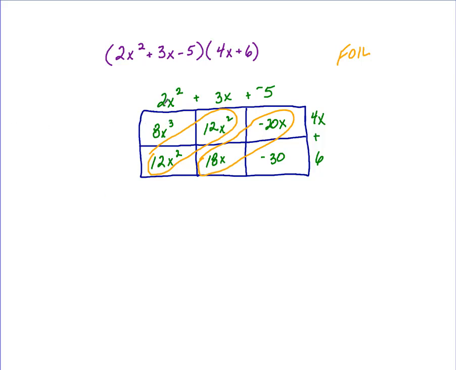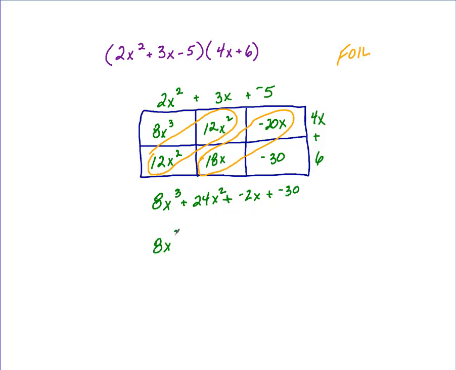So my final answer here will be 8x cubed, or 8x to the third power, a 12x squared and another 12x squared, 24x squared, an 18x and a negative 20x, well, negative 20 and positive 18. 18 of these cancel out 18 of those. We're left with 2 negative x's, and then we're adding another negative 30.